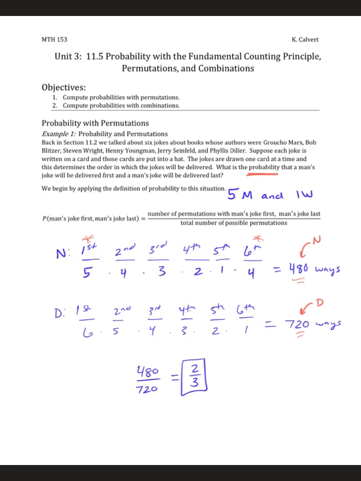Next example. Go ahead and pause the video, and I want you to read through this problem. This problem works with winning the lottery. So go ahead, pause the video, and read through this.